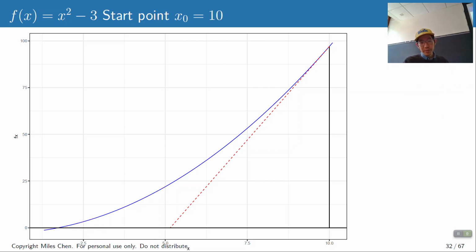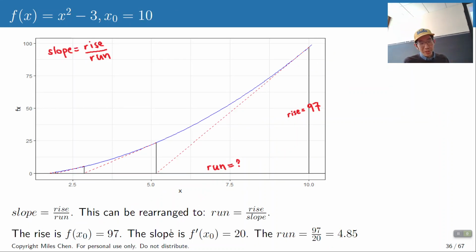So how do we figure out where this tangent line crosses the x-axis? I said it crossed at 5.15. How do we figure that out? We look at this crude drawing, and they teach slope is equal to rise over run, those are the terms we used back in 8th grade or whatever. Let's look at this triangle starting at x0 equal to 10. The value of the function, x squared minus 3, is 97. That's going to be the length of this side, so that's my rise, 97.